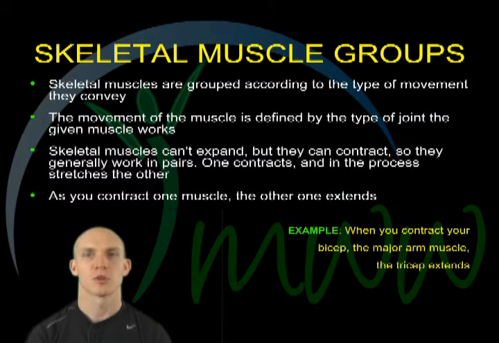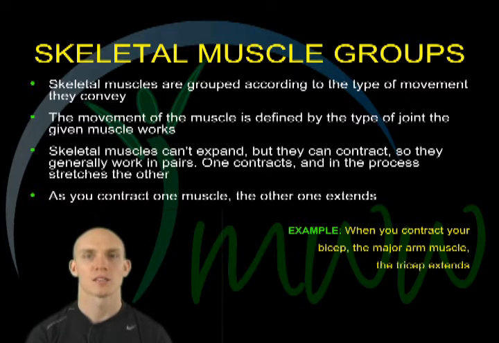Skeletal muscles are grouped according to the type of movement they cause. Muscle movement is defined by the type of joint a particular muscle works. Skeletal muscles can't expand, making themselves longer, but they can contract, making themselves shorter. So they generally work in pairs.